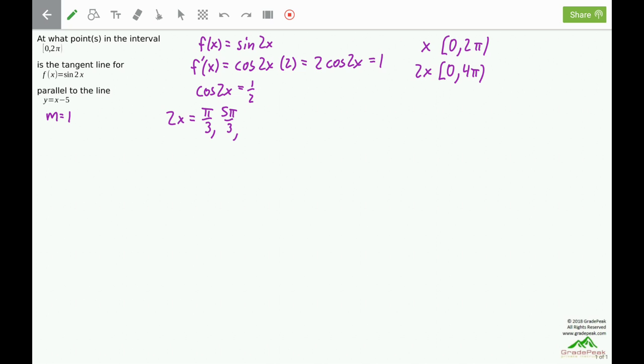Between 2 pi and 4 pi, there will be the same equivalent locations to each of these, and those are found by just adding 2 pi to each of them. So pi over 3 plus 2 pi, and 5 pi over 3 plus 2 pi. Now what I'm going to do here is rewrite the first two just as is. But the next two I'm going to be adding pi over 3 plus 2 pi. Let's get a common denominator. 2 pi can be written as 6 pi over 3. And I have 5 pi over 3 plus 6 pi over 3.